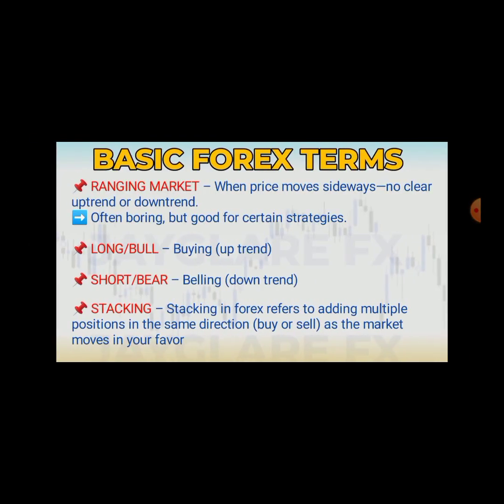Let's continue. Then there's something called a ranging market. Actually, the market moves in three directions. The first direction of market movement is uptrend. We'll talk about that more when we enter a series that deals with strategy. Uptrend, downtrend, and ranging market. A ranging market is when the market is not moving up or down. It's just moving sideways.